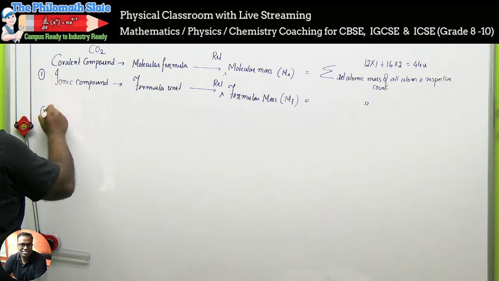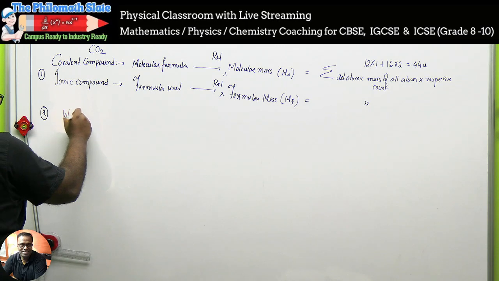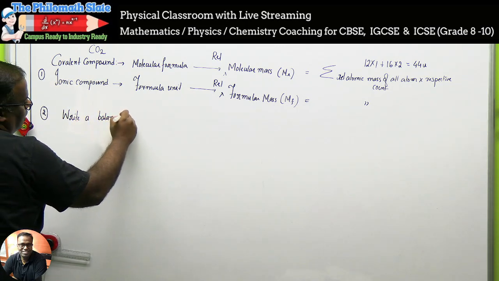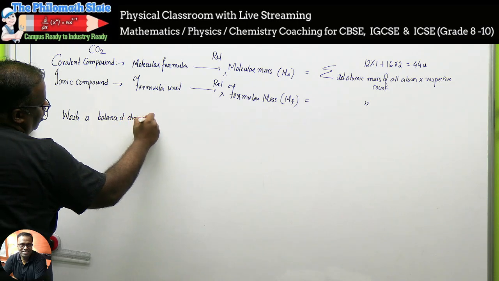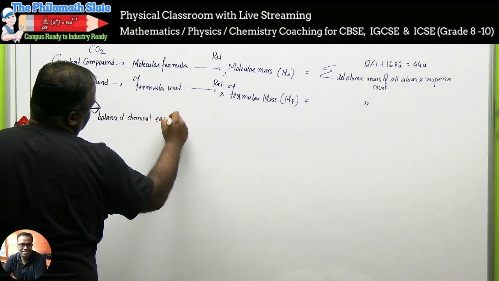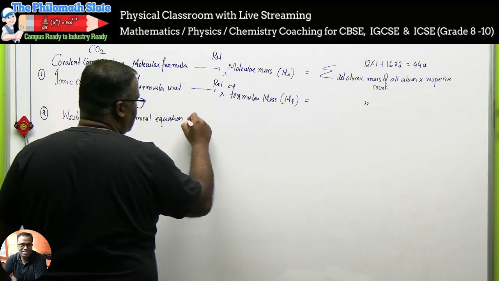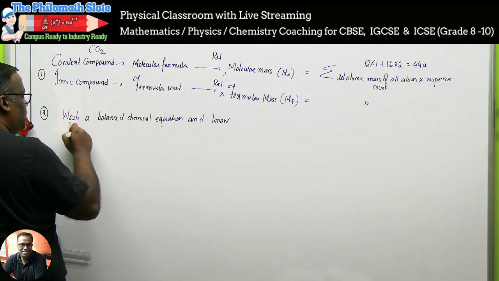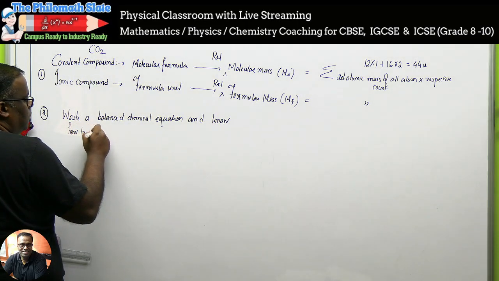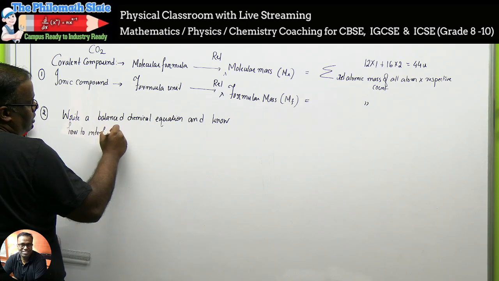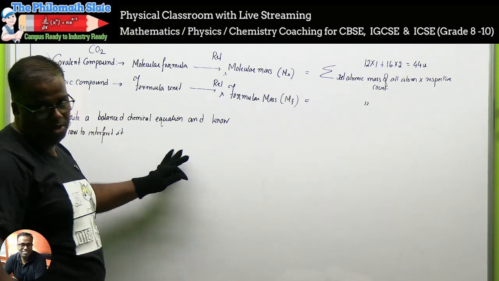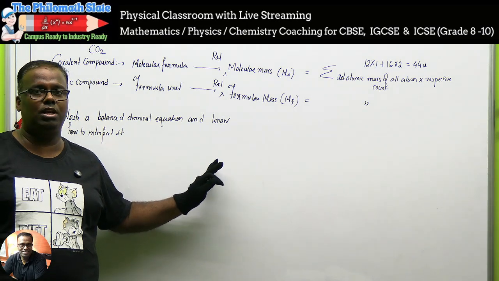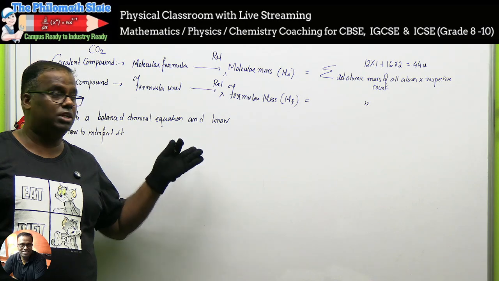The next knowledge you will need, and this is most important, is to write a balanced chemical equation. If this is wrong, everything is wrong. And know how to interpret it. This is where you will make a mistake, in the second one. The mistake is not about writing the balanced chemical equation; interpreting the chemical equation, you will make a mistake. So pay utmost attention on this step.